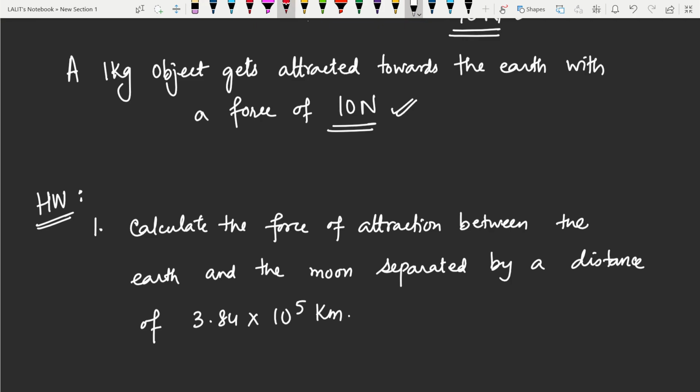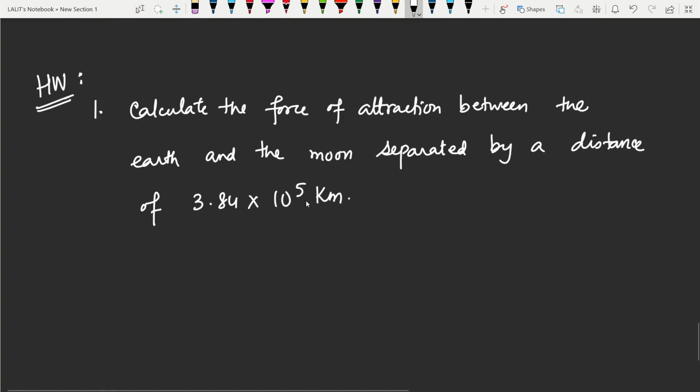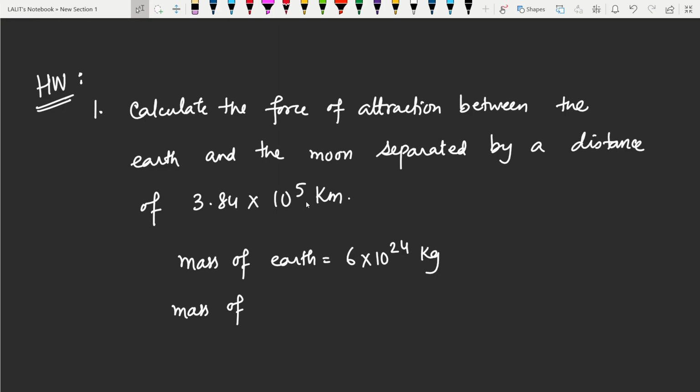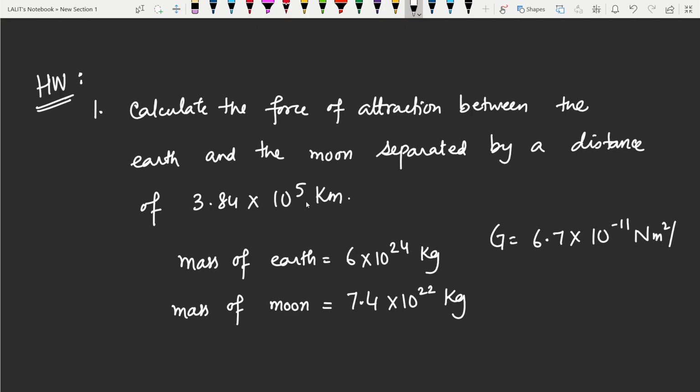Now what are the values you require? You need the mass of earth and mass of moon. So mass of earth is given 6 into 10 power of 24 kg and mass of moon is given as 7.4 into 10 power of 22 kg. You know the value of G. G is to be taken as 6.7 into 10 power of minus 11 Newton meter square per kg square. Now do this question as homework.